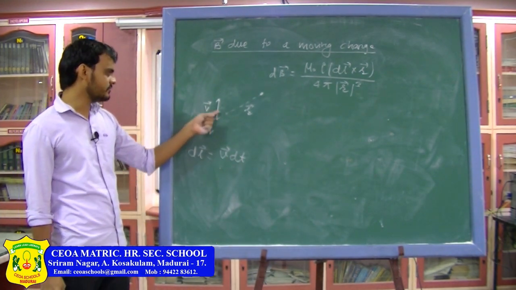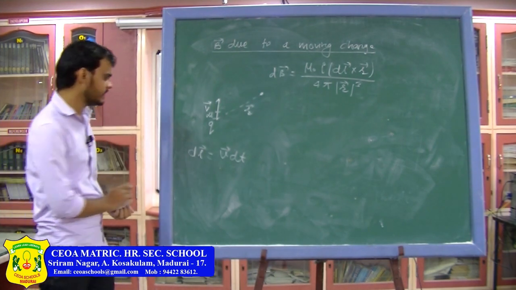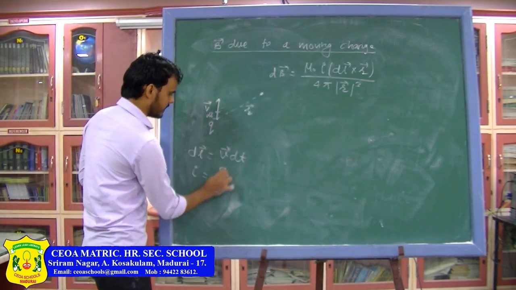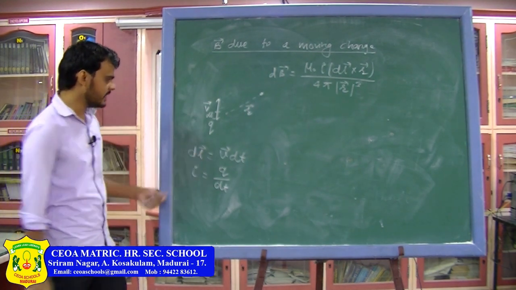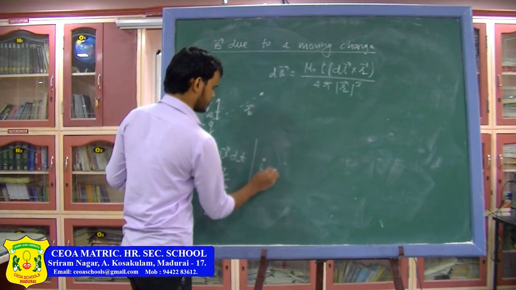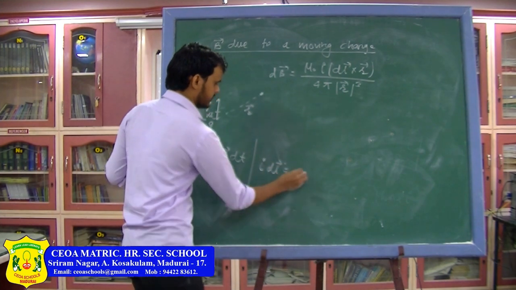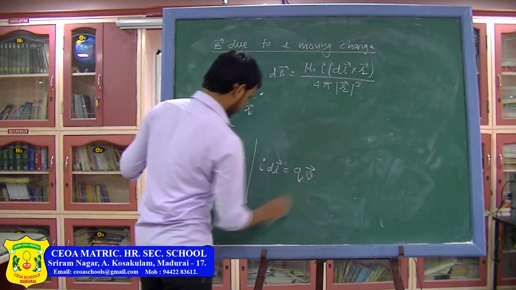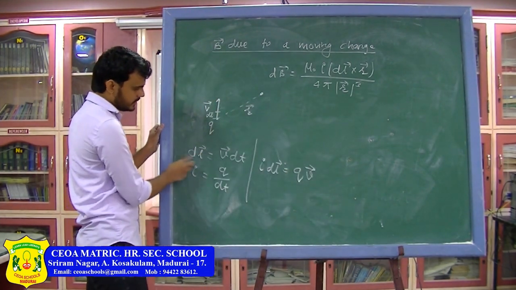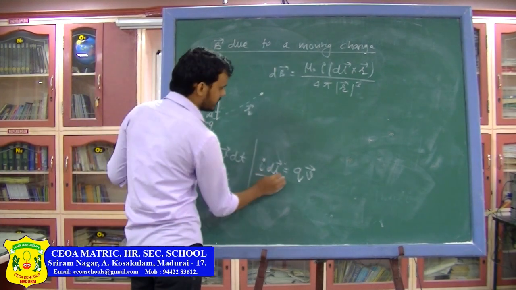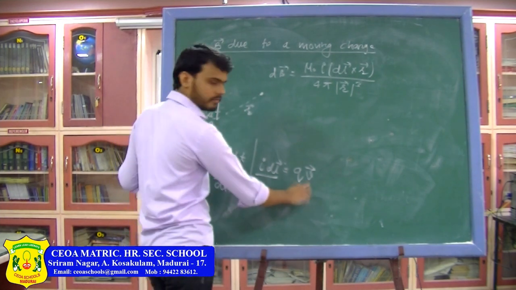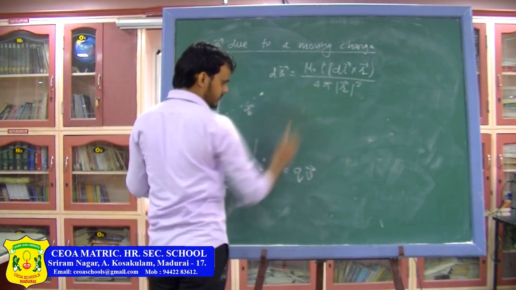Similarly, when the charge moves from here to here, it is taking time dt, so I can write current as q by dt. So basically from here I can write I dl is nothing but q into v vector. If you multiply these two, you will get I dl, where dt will cancel out, and this will be q into v vector. So I can replace I dl with q v vector. So I am going to replace this part with this.